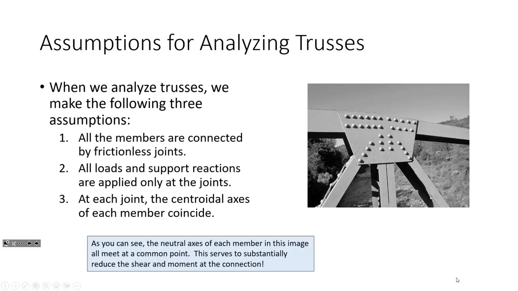In other words, if there was friction or some sort of lack of fit or something like that, you might get some unintended bending moment or some unintended shears in the truss elements. What this assumption is basically saying is that those values are so small that you can disregard them. Okay? The second is that all loads and support reactions are applied only at the joints.